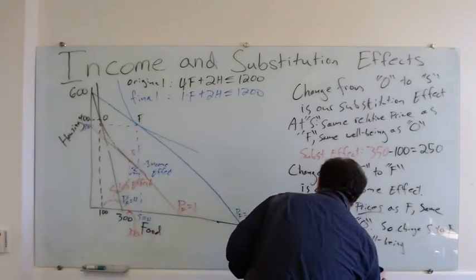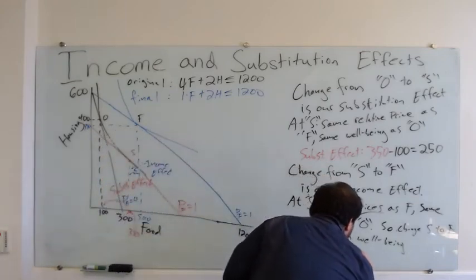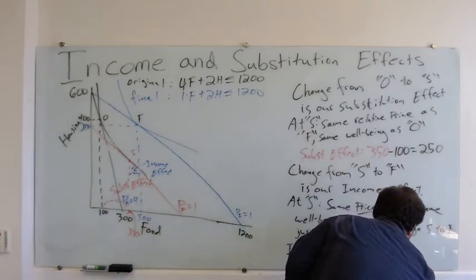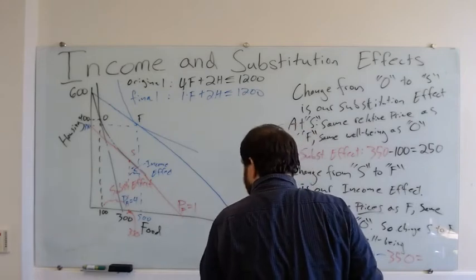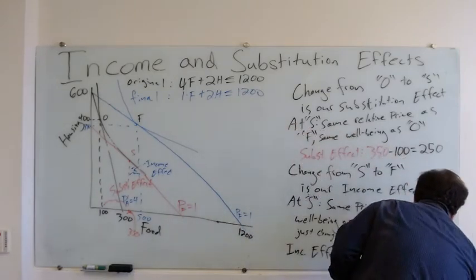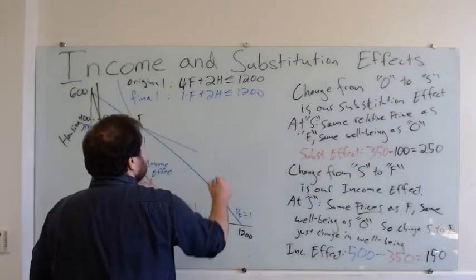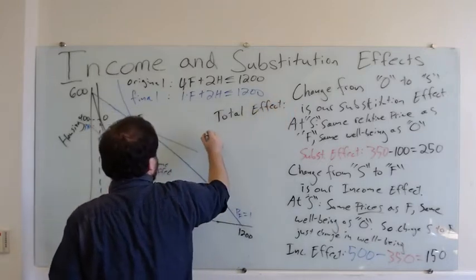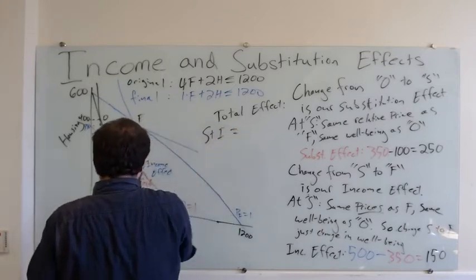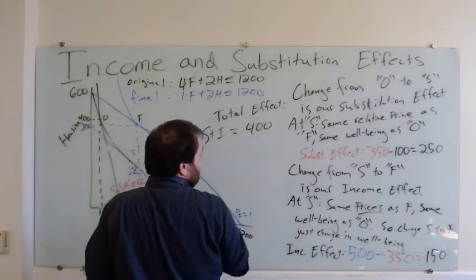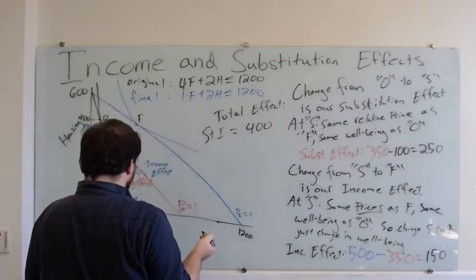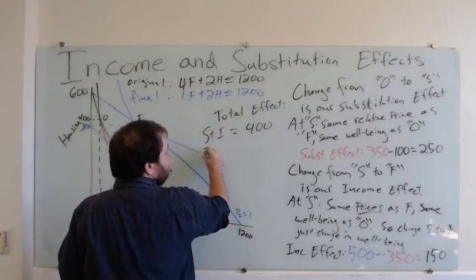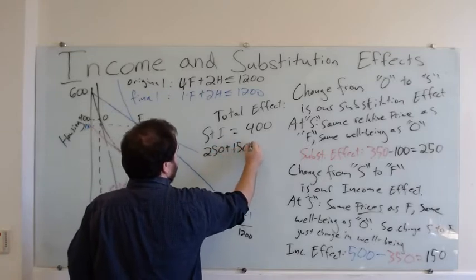Sorry, I'll color code this like I've done before. 500 minus 350, right, which is going to be 150. Right? So our total effect, right, is going to be the substitution effect plus the income effect, which we knew ahead of time was equal to 400. And what that's going to be, right, is 250 plus 150 is 400.